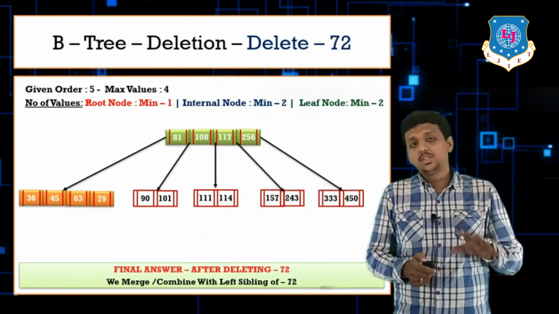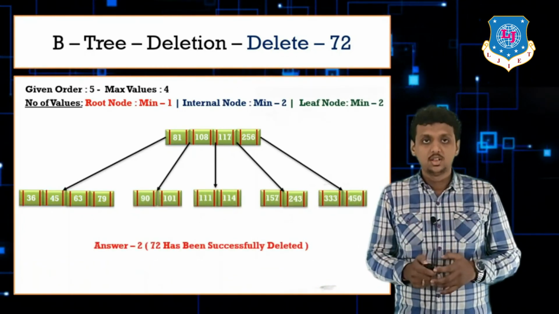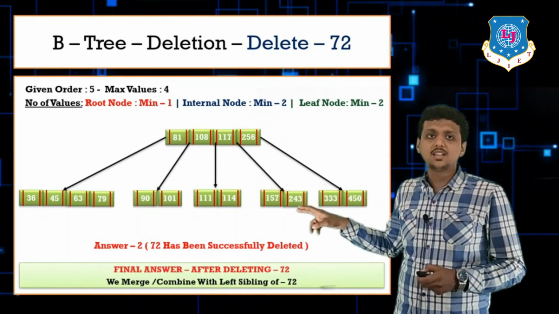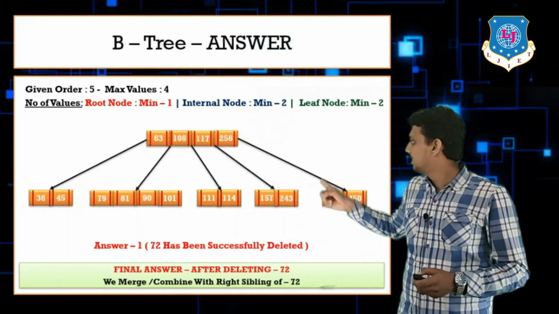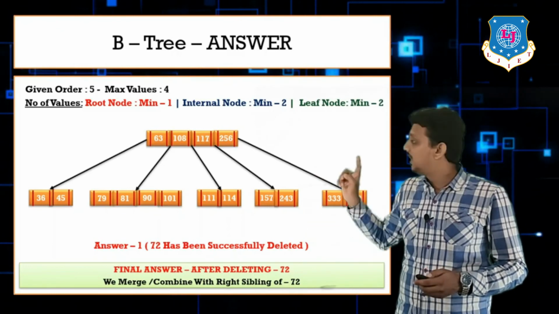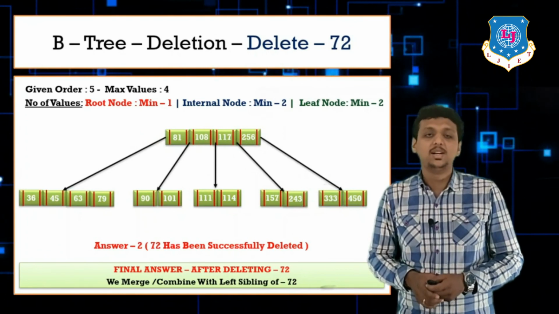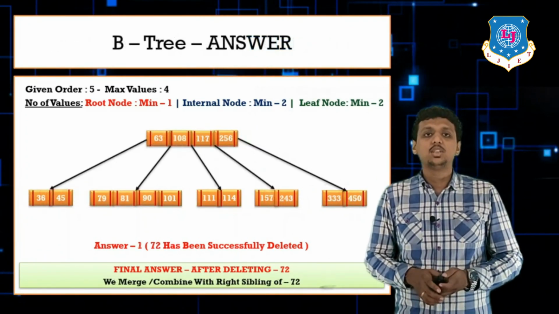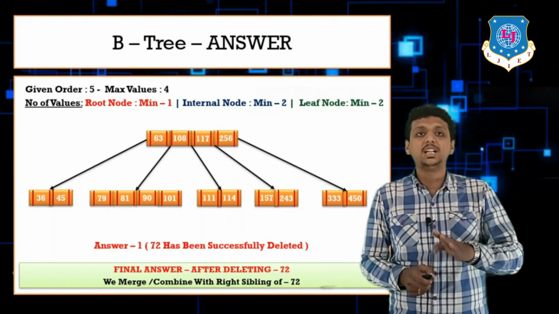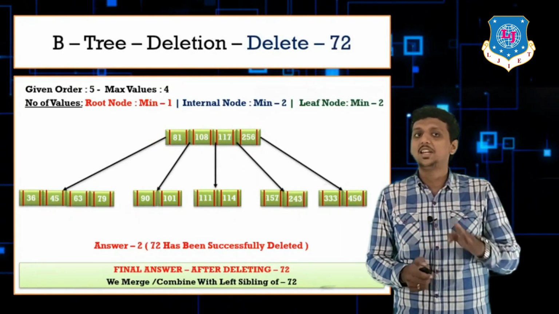So students, after taking the values from the left sibling, this is my answer number 2. See the difference between both of the figures. This is my answer number 1, where I select the values from the right sibling. And this is my answer number 2, where I select the values from the left sibling. So you can check both answers. Both answers are correct. Both follow the properties of a B tree correctly. So you can do deletion operations like this in a B tree.